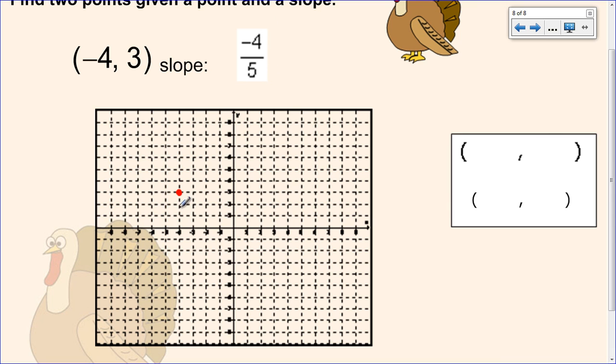So I'm going to go down 4, 1, 2, 3, 4. And then from there, I'm going to go to the right 5. 1, 2, 3, 4, 5. So my other point is right here, which looks like it is at 1, -1.